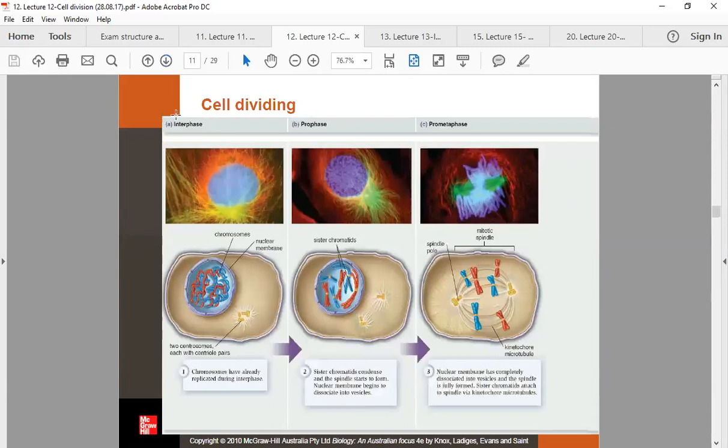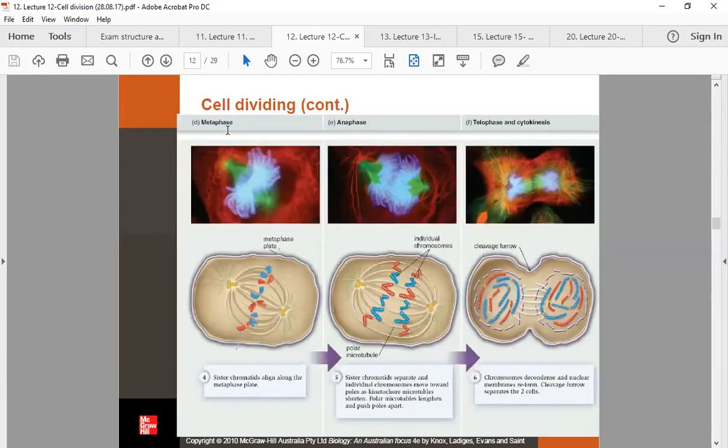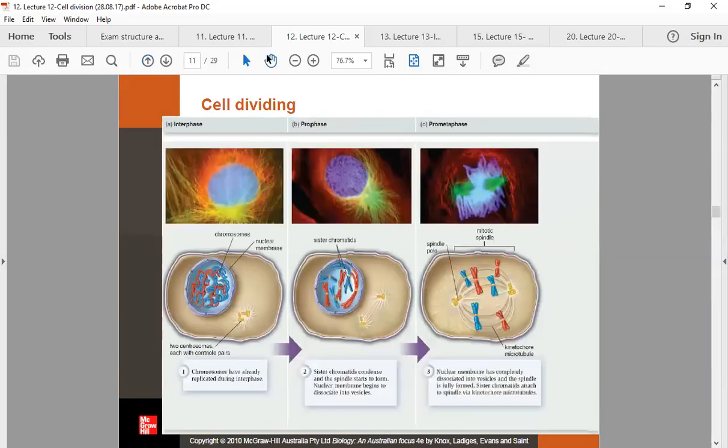Okay, so the cell has proceeded through interphase, then it enters the first part of mitosis. And the first part's called prophase. The second part of mitosis is prometaphase. The third part is metaphase, then anaphase, and the final part of mitosis is telophase. So let's go back. Who has some way of remembering those different parts of mitosis?